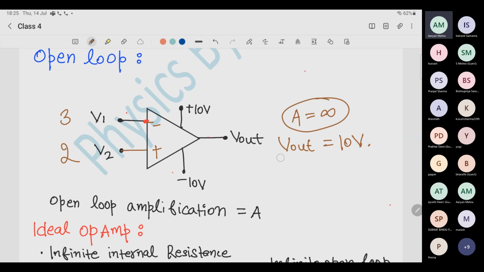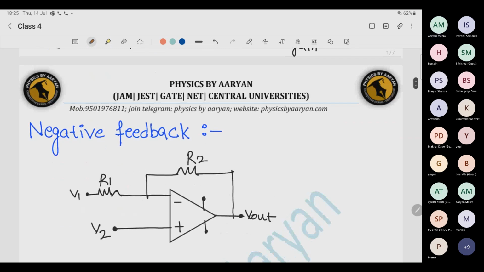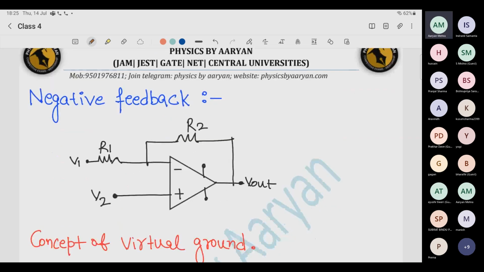So do you think we should use our op-amp in open loop circuit? Because in open loop amplification is infinite, so we can never control V output. Every time our answer will come out to be either plus 10 or minus 10. So there is no use of using our op-amp in open loop circuit. Even if in practical circuits our amplification is 400, 500, in that case also we exceed 10 volt every time. So what should we do? We use negative feedback. Negative feedback means taking some of the output voltage and attaching it to the input voltage.